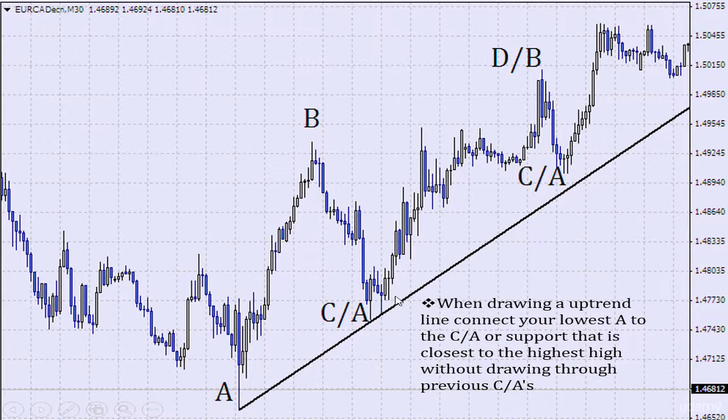Okay, so we want to connect our A's or our C's, because they're the same thing, to another A or another C that is closest to the highest high. So where is the highest high on this chart? The highest high on this chart is here. This is the highest high. So we want to connect this A to this C, because this is the C that is connected to the highest high. But we cannot draw through this candle here. We cannot draw through the candles, okay? We want to connect to the C with the highest high, but we cannot draw through the candles. So we have to connect our A to this C.